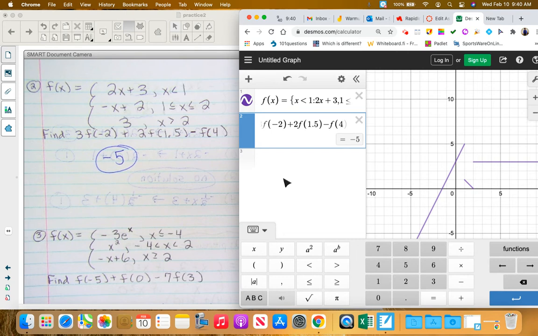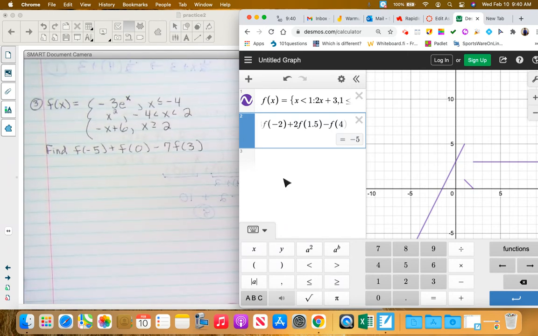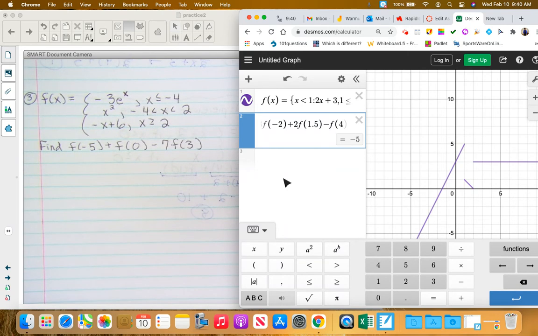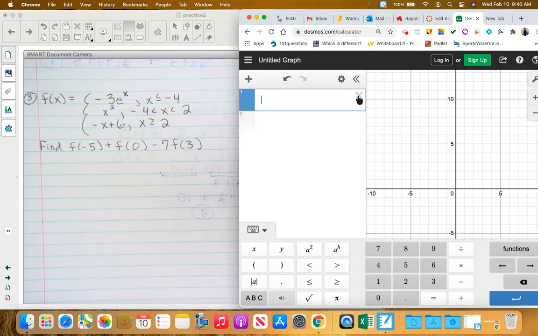And last but not least, number 3 down here at the bottom on the left side of my screen. So I'm going to move it up in just a minute here. All right, we're going to do the same thing with number 3. Number 3 has some different sections in it, but that's all right. So let me get rid of this one here. And we're going to type it in. So f of x equals, hit your braces there.